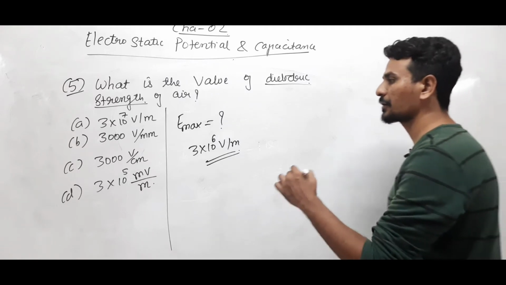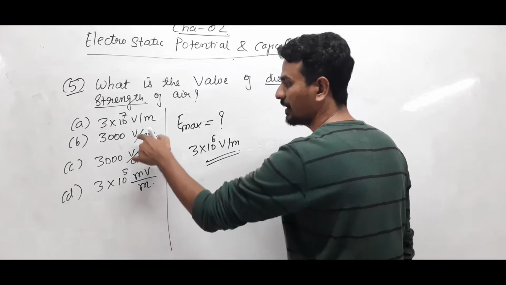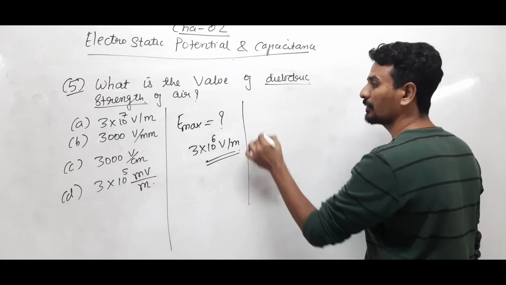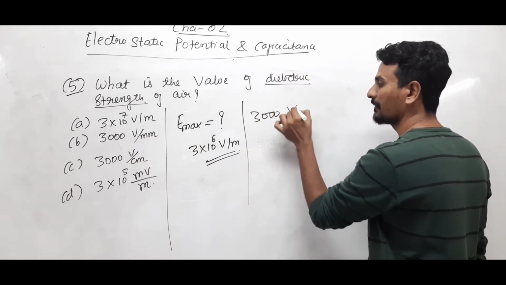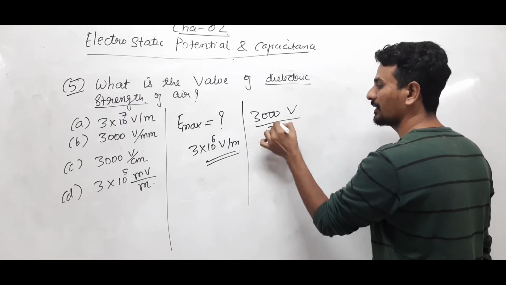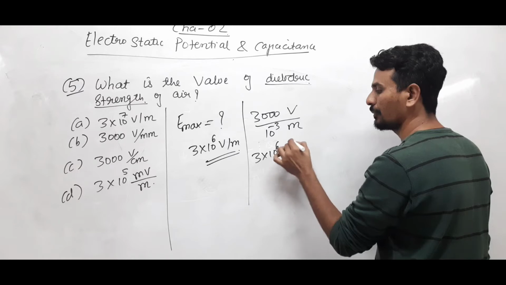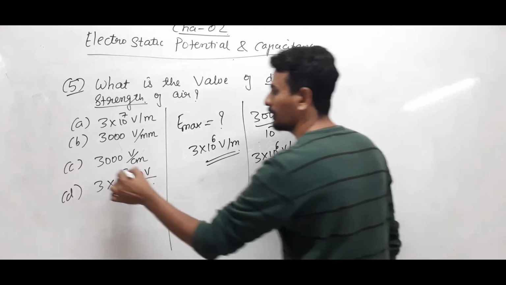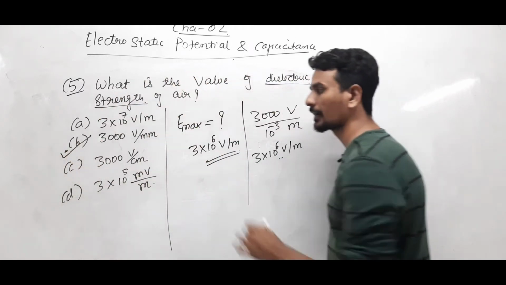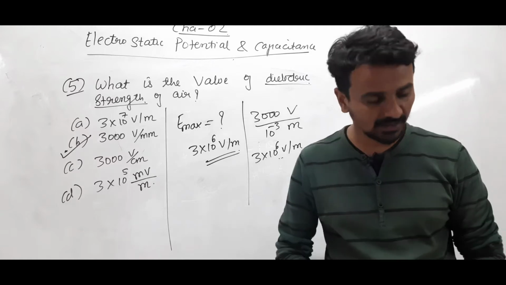Okay, so your correct option will be B. It is 3000 volt per mm. Mm means 10 raised to minus 3 meter. So this will be 3 into 10 raised to 6 volt per meter, right? So this is the answer. Clear? The next one.